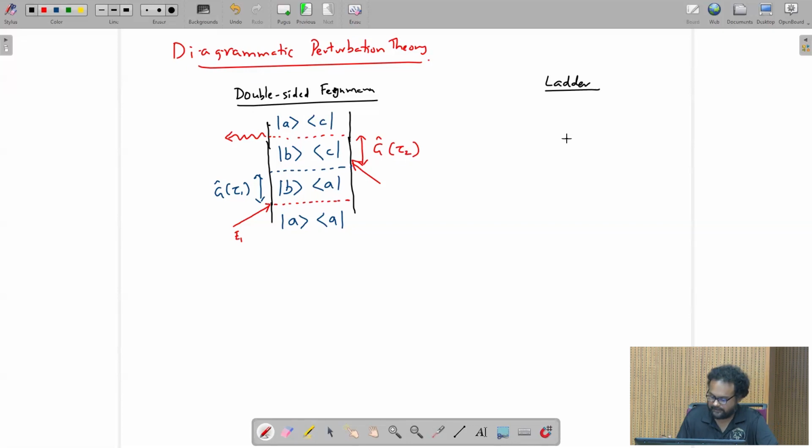How do I capture this in the ladder diagram? The same way I can capture this in the ladder diagram. I have 3 states.